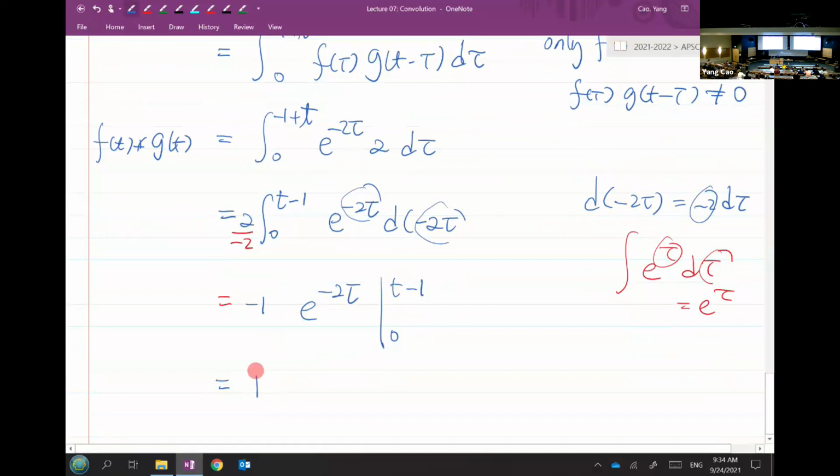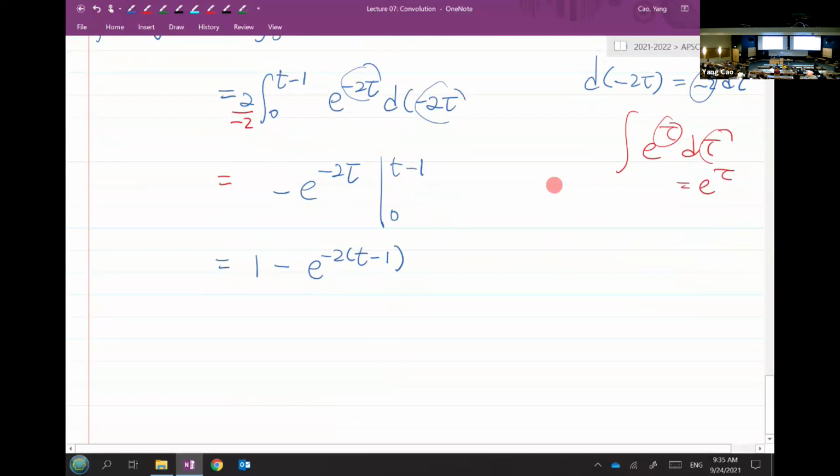you get this result: 1 minus e to the power of negative 2 (t minus 1). Okay. So this negative 1 is just the negative in front. Is that clear from here to here? I'll leave that exercise to you. Okay. All right.